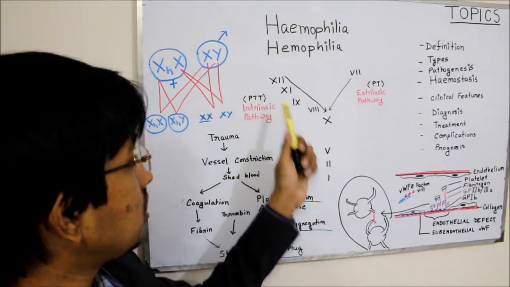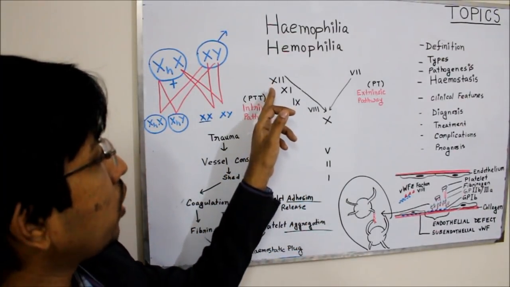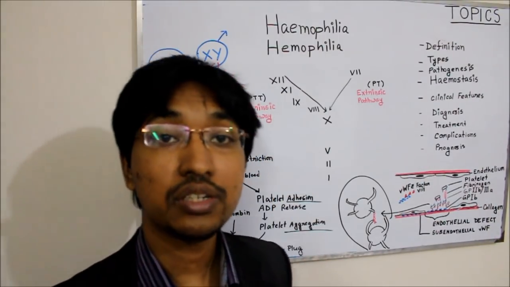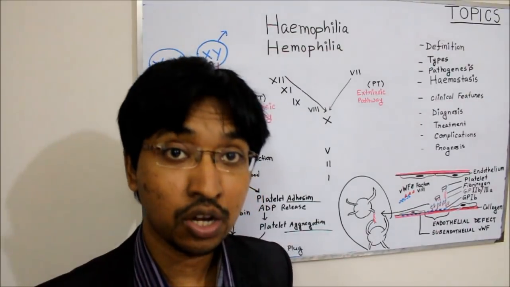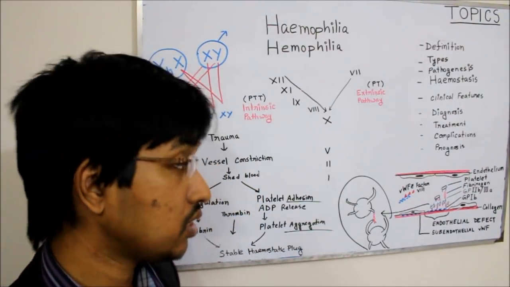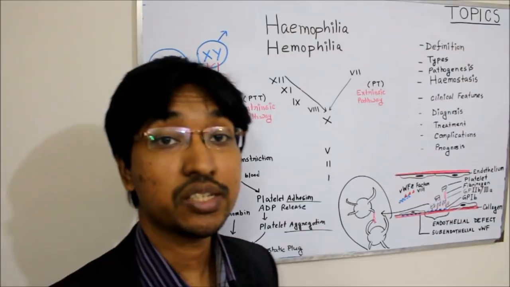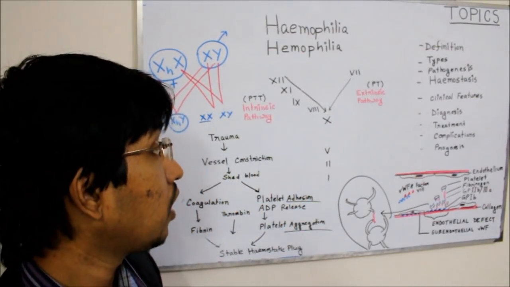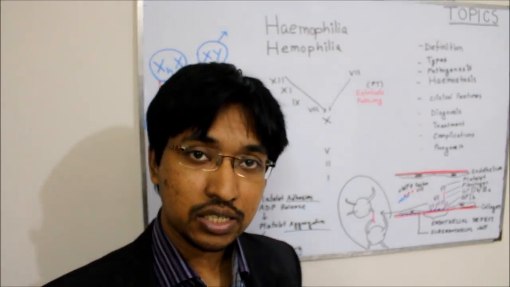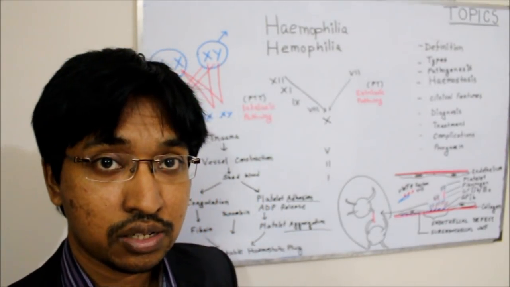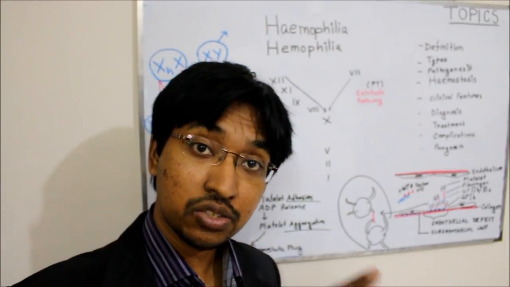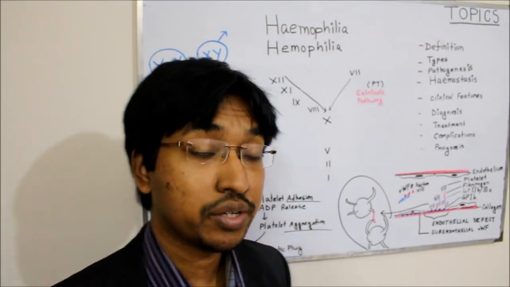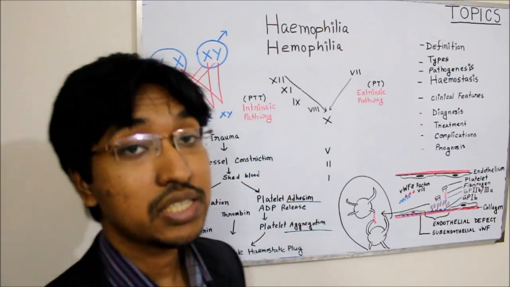And this is the intrinsic pathway, so the clotting factors 12, 11, 9, 8 are all needed for the intrinsic pathway of the coagulation cascade. Similarly, clotting factor 7 is needed for the extrinsic pathway. The reason I'm telling you this is that we can get an idea about whether the defect is in the intrinsic pathway or in the extrinsic pathway by measuring PTT and PT in the blood.